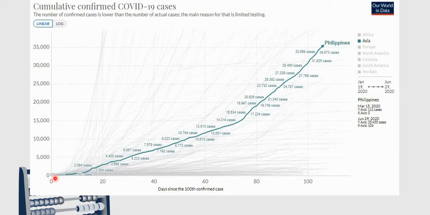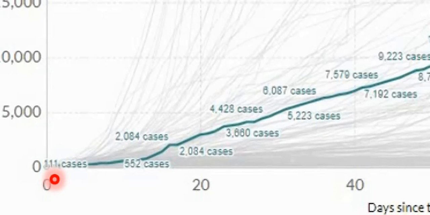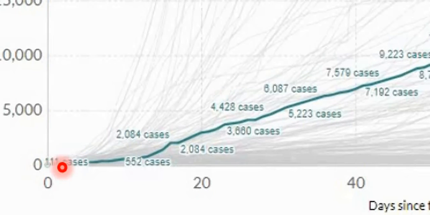So, as you can see, let's take a closer look. Here at the start, after the 100 cases, it's labeled 111 cases, and as you can see, the line goes up. At the 20th day after the 100 cases, we have a specific value here which is in between 2,000 to 3,000 or 2,000 to 4,000 cases. So this specific point of the graph, when we draw it, corresponds to two numbers: the number of days at the bottom and the number of cases on the left.